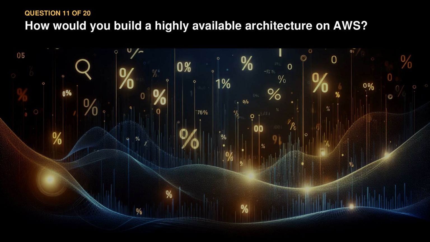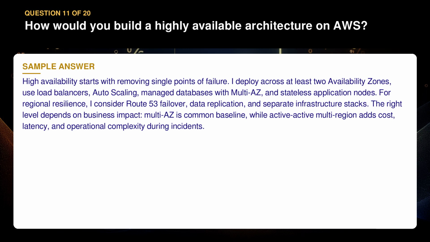Question 11. How would you build a highly available architecture on AWS? High availability starts with removing single points of failure. I deploy across at least 2 availability zones, use load balancers, auto-scaling, manage databases with multi-AZ, and stateless application nodes. For regional resilience, I consider Route 53 failover, data replication, and separate infrastructure stacks. The right level depends on business impact.